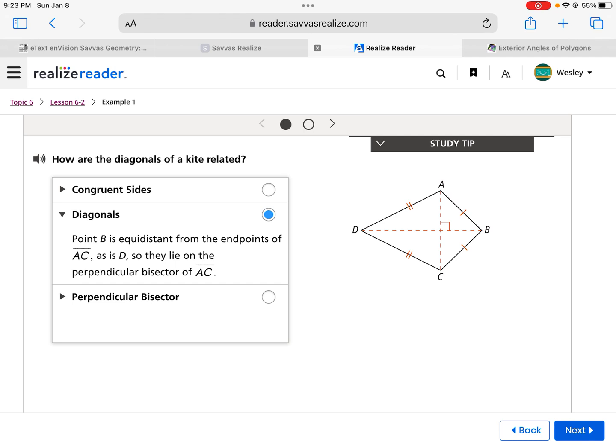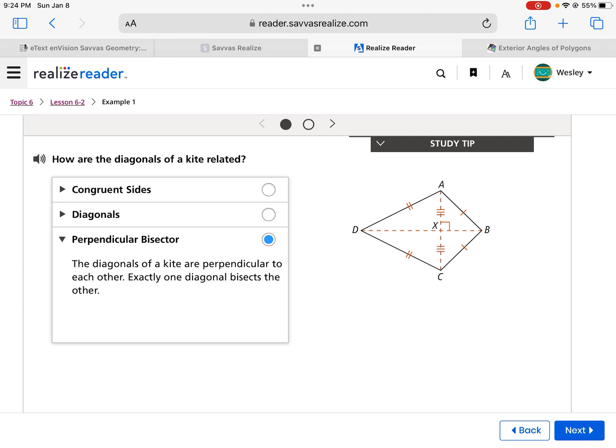We know that point B is equidistant from the endpoints of AC, and so is D. So they lie on this perpendicular bisector of AC. What that tells me is that segment AC is bisected, or cut in half, by segment BD, and it's done in such a way that there's a right angle where the diagonals intersect. So the diagonals of a kite are perpendicular to each other, and exactly one diagonal bisects the other. And that's the overall statement about kites.